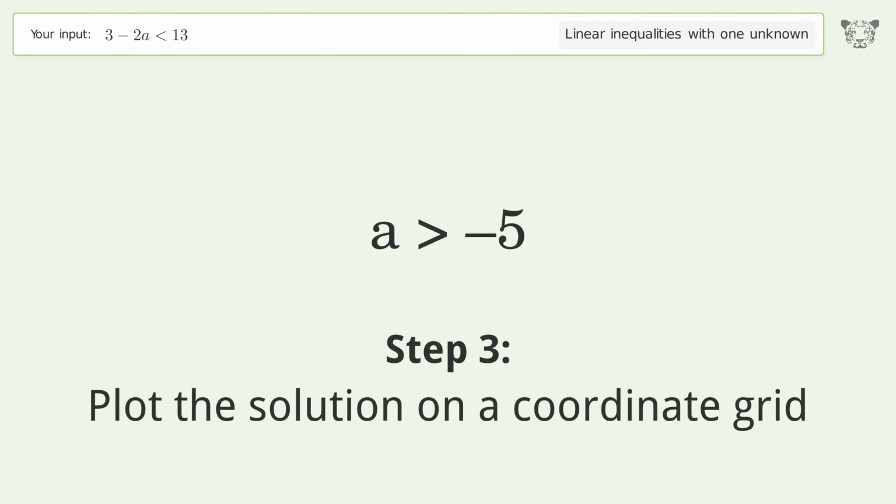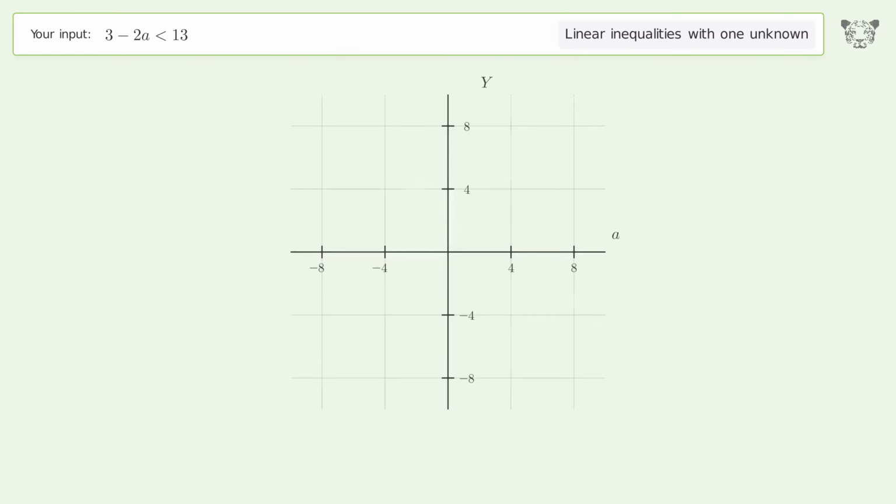Plot the solution on a coordinate grid. And so the final result is a greater than -5.